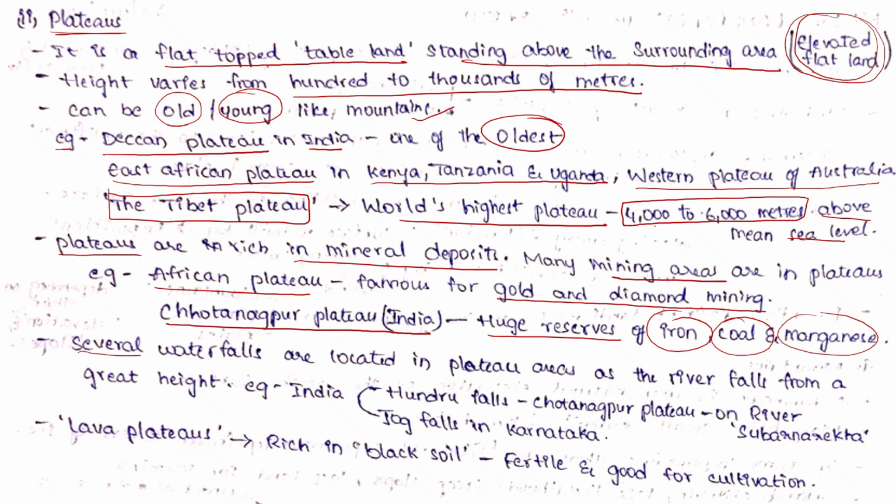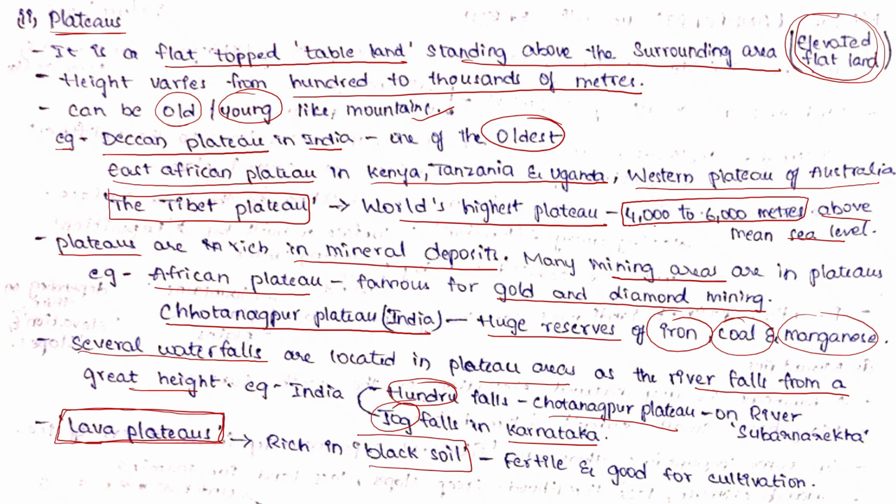And several waterfalls are located in plateau areas as the river falls from a great height. Examples include Hundru Falls on the Subarnarekha River in Chota Nagpur Plateau and Jog Falls in Karnataka. And some plateaus are formed by lava that cooled and became flat. These are called lava plateaus, and they have black soil which is very fertile and good for farming.